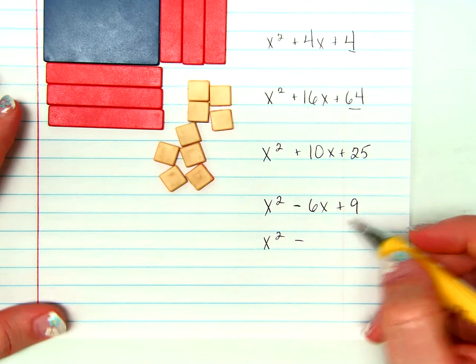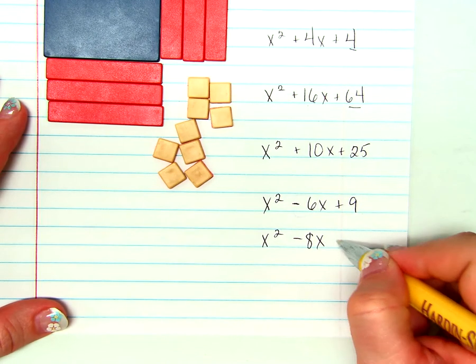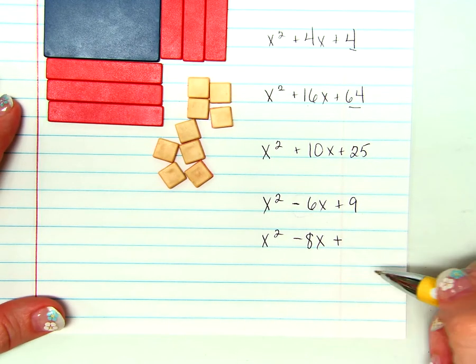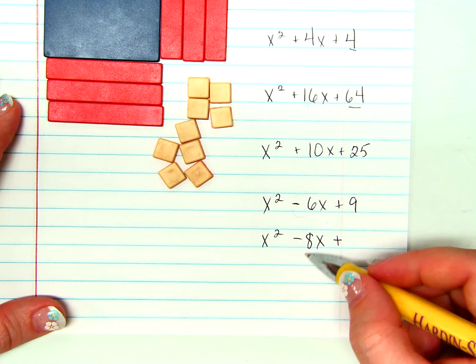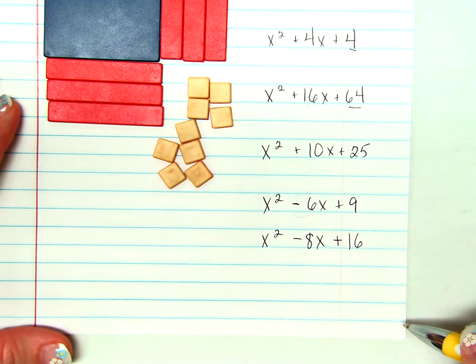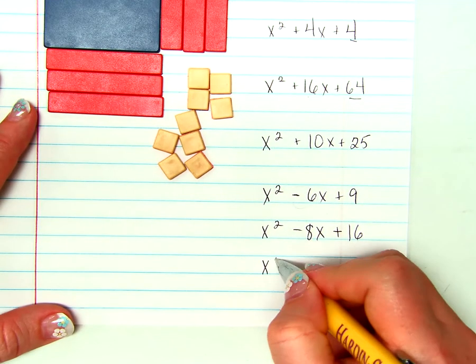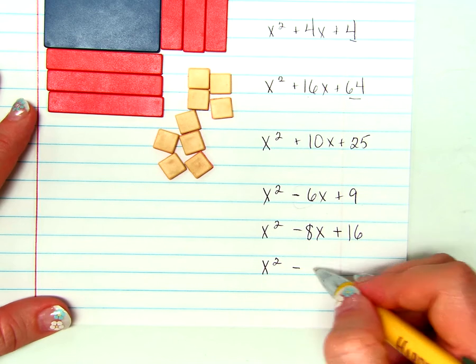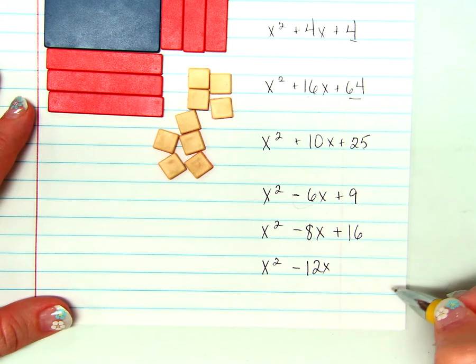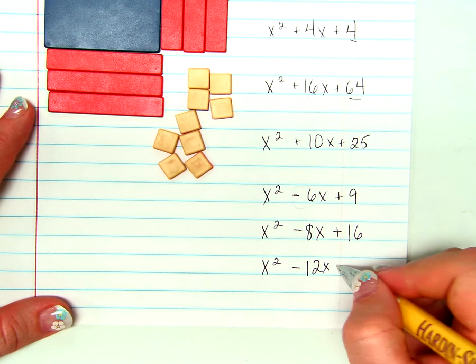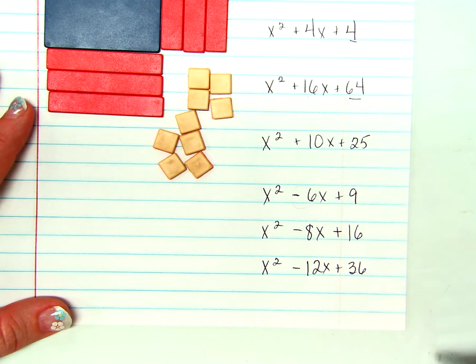So what about x squared minus 8x? What's it going to be? Divided by 2, square it. 16. x squared minus 12x, divided by 2, square it, plus 36.